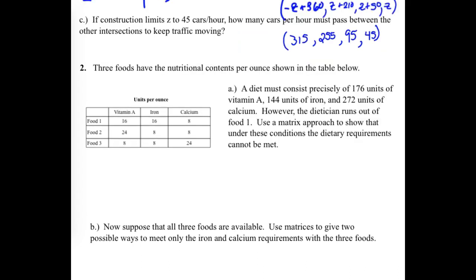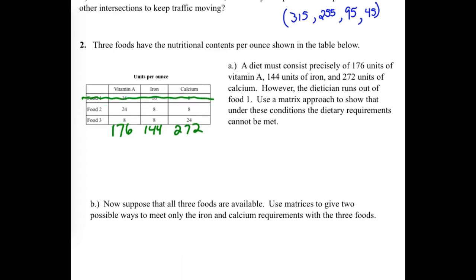All right, for our second example, it says 3 foods have the nutritional content per ounce shown in the table below. A diet must consist precisely of 176 units of vitamin A, 144 units of iron, and 272 units of calcium. It says, however, the dietitian runs out of food 1. So that means we are not allowed to use this at all. It says, use a matrix approach to show that under these conditions, the dietary requirements cannot be met.